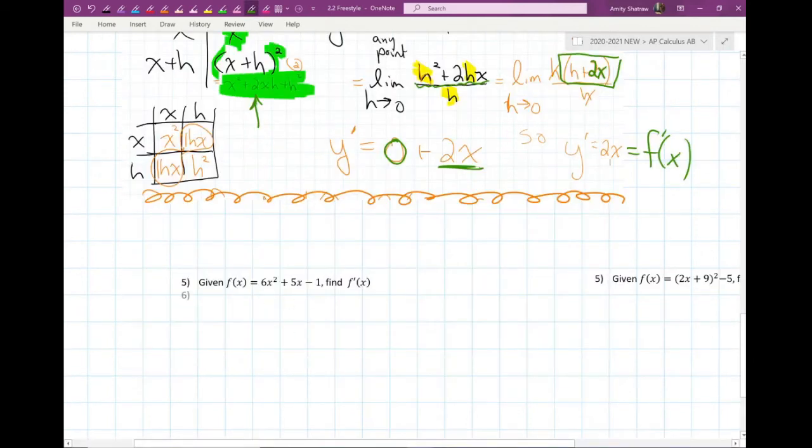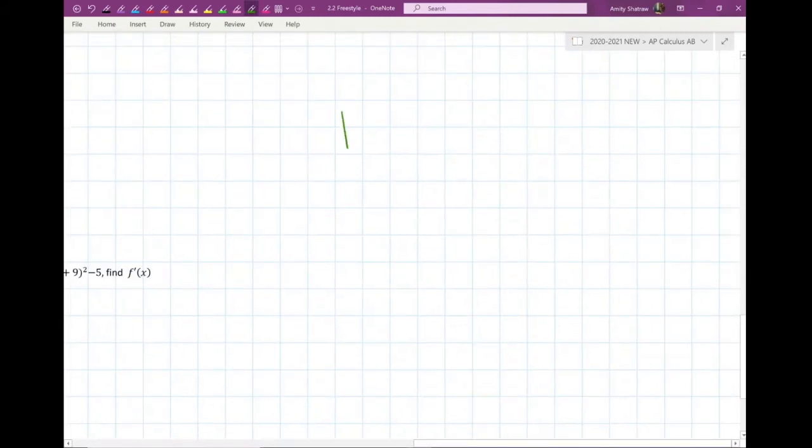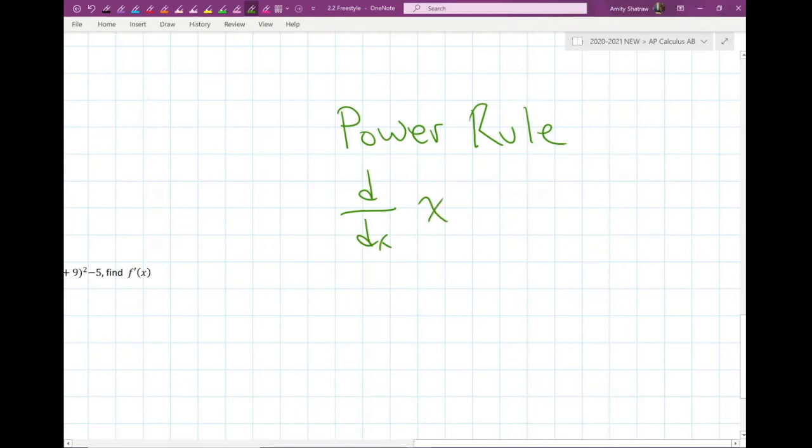So what I wanted to say was the power rule, interestingly enough, has only one piece to it. I'm going to come over here to the side and tell you the power rule. The power rule says that if you take the derivative of x to any power, then what you are supposed to do is drop that power in front of that x and then reduce that power by 1.